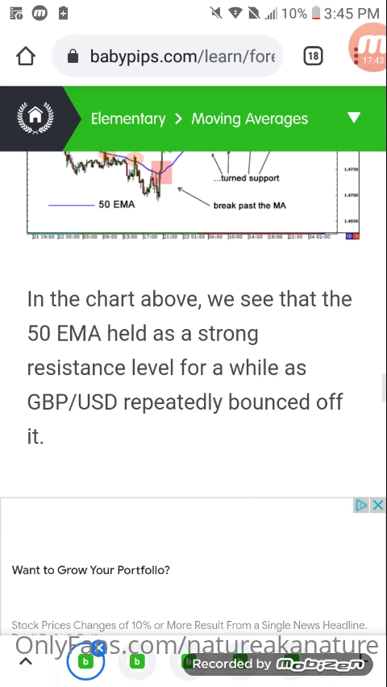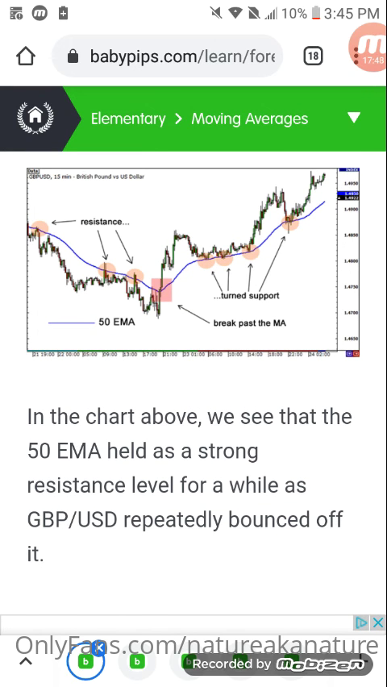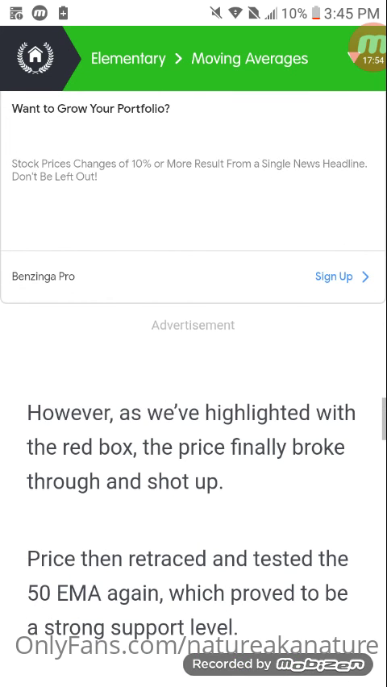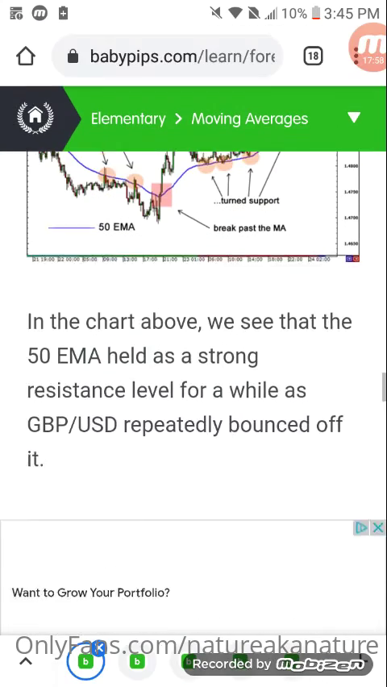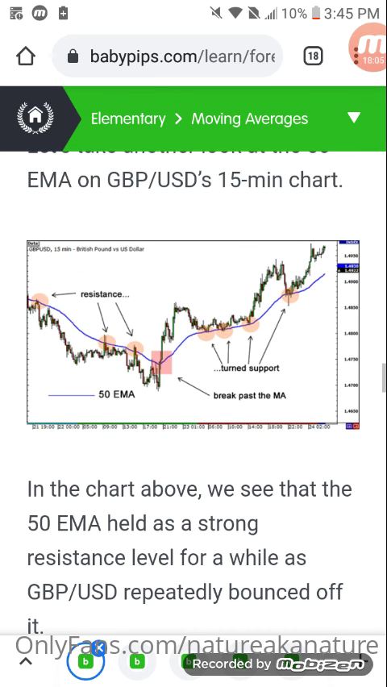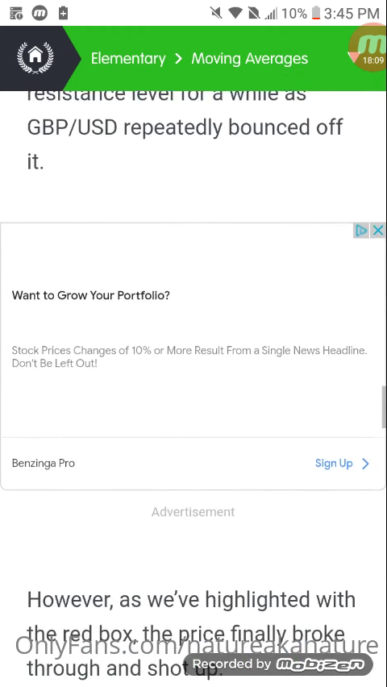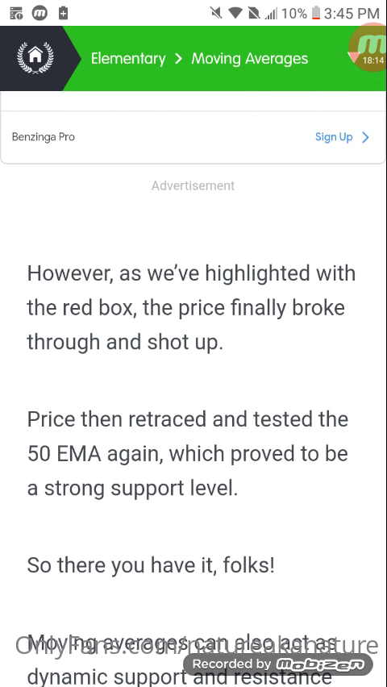In the chart above, we see that the 50 EMA held as a strong resistance level for a while on GBP, repeatedly bouncing off. It was resistance, it was bouncing off. Then eventually, in the red box, it finally broke up. We got an entry once the moving average crossed over. Price never goes below ever again, so we're always in profit.